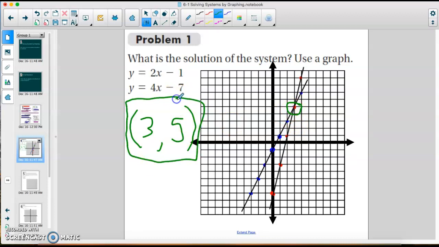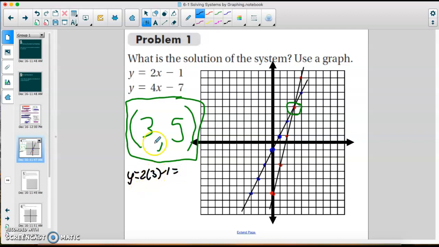Basically what this means is that we can plug in 3 for x, and we'll get out 5 in this equation. And then we can plug in 3 for x in this equation, and we're also going to get out 5. So it works for both cases. And actually, I'm going to just prove that to you. In the first equation here, 2 times 3 minus 1.